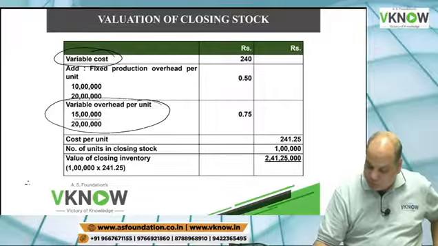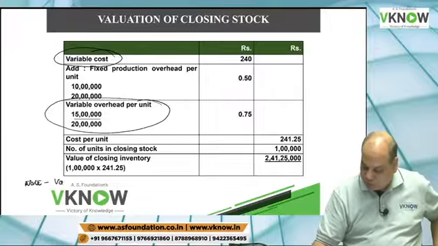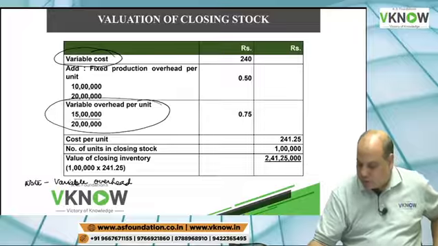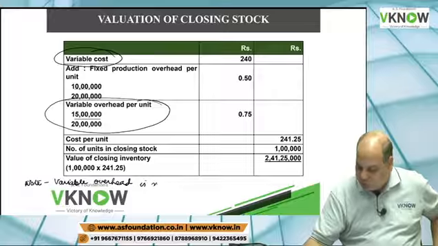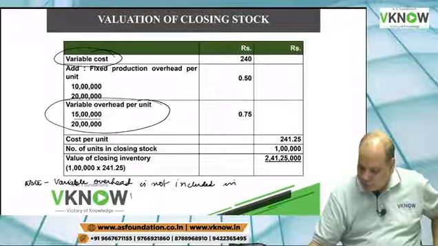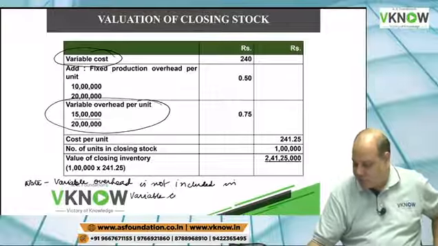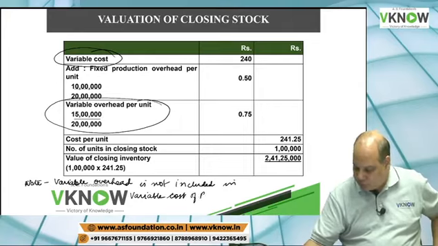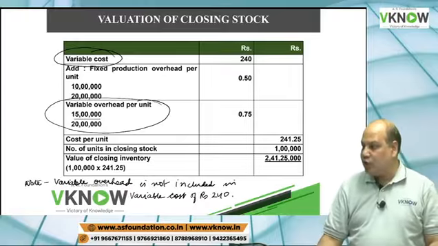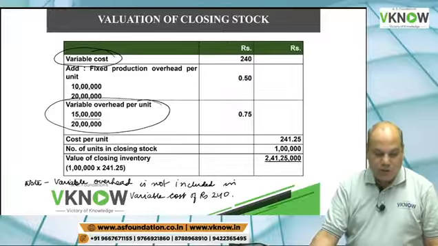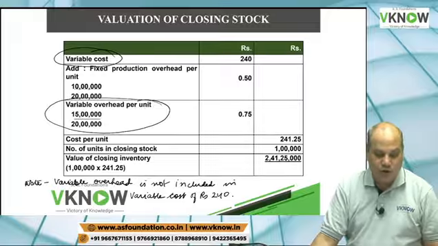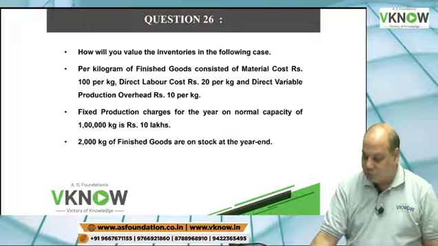You can just mention here, note, variable overhead, otherwise you will harass me unnecessarily. Variable overhead is not included in the variable cost of rupees 240. Okay? These are some basic questions to start with.